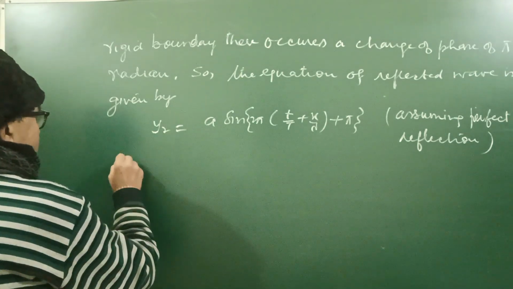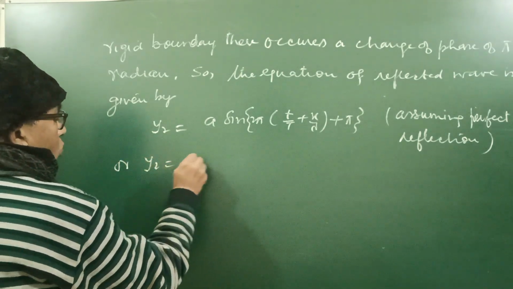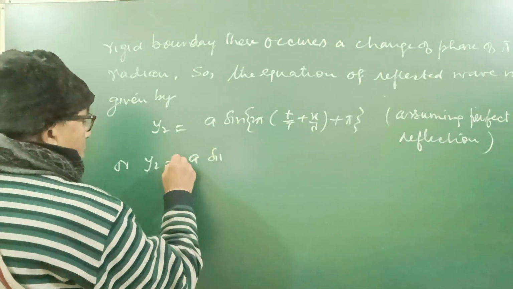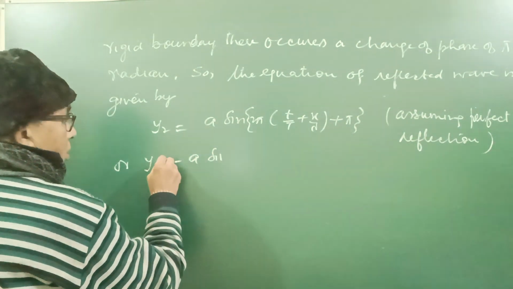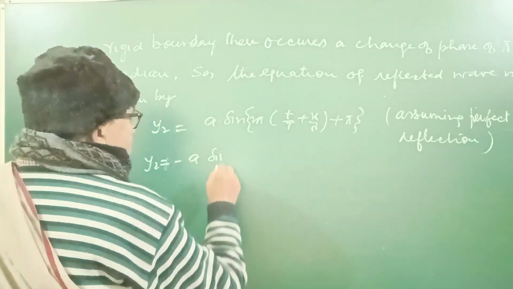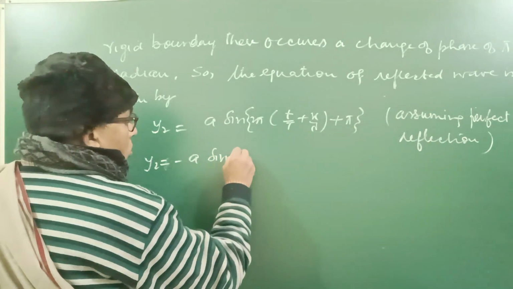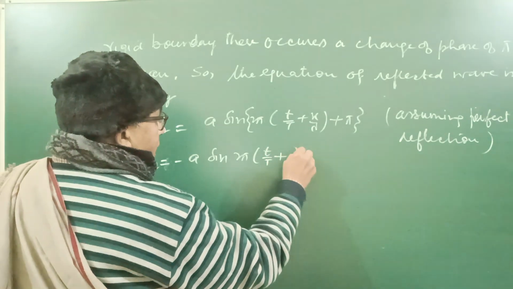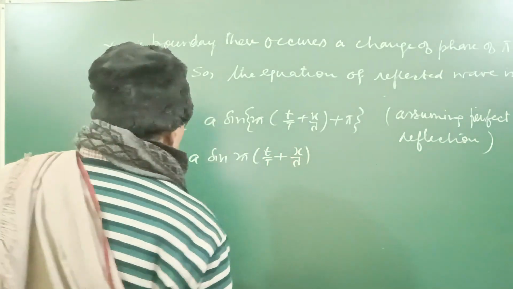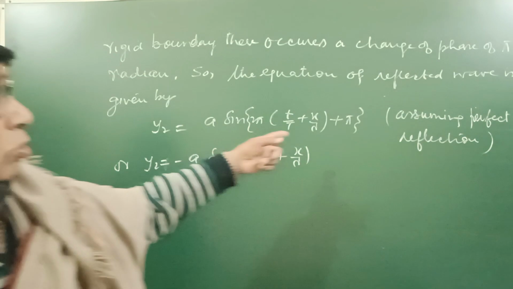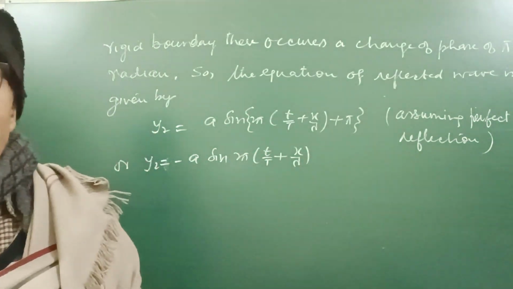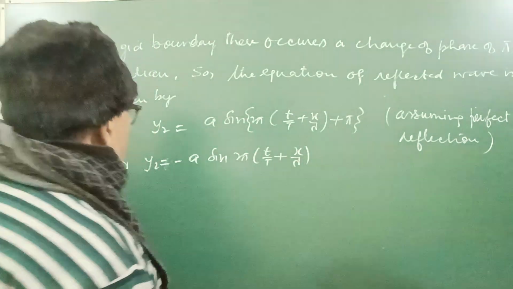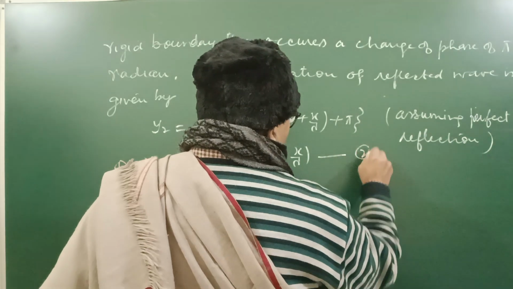Or we can write this as y2 equal to minus a sine 2 pi t upon T plus x upon lambda. Here we know sine of 180 plus theta is minus sine theta. So this is equation 2.